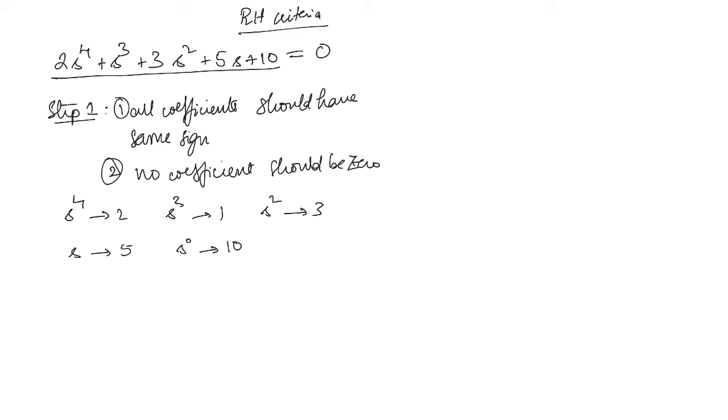You can see that all the coefficients are positive, so all the coefficients have the same sign. They could be positive or negative also, but they should be of the same sign. And no coefficient should be 0. You can see that none of the coefficients are 0.